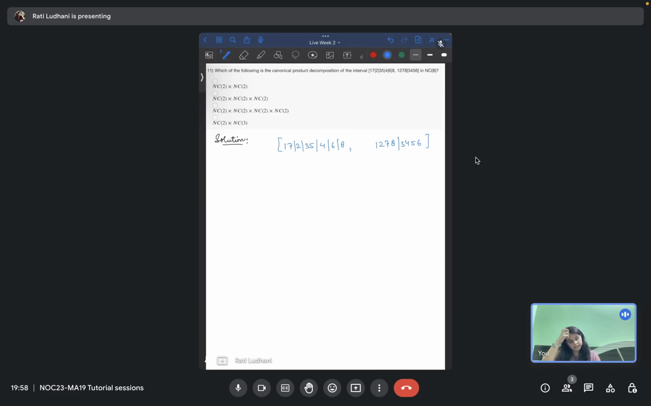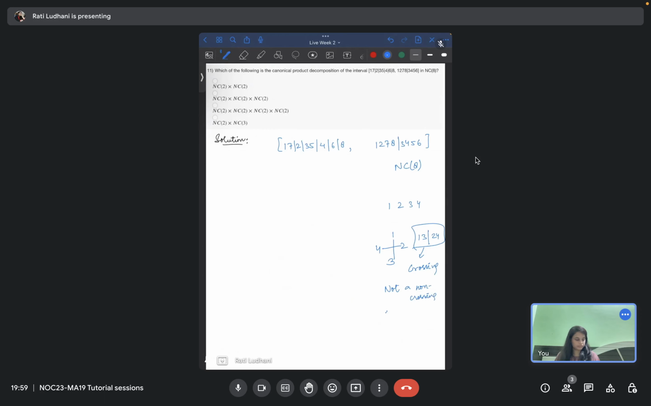Now in NC8, so NC8 is basically non-crossing. So non-crossing is what? You have 1, 2, 3, 4. For example, if you write it in a cycle, then you cannot do this. So if you have 1 3 in the same part and 2 4 in the same part, that is not a non-crossing. So this is a crossing part. So this is not a non-crossing element.